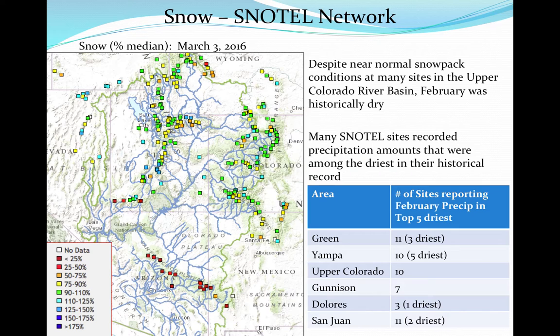But you can see the Green River Basin, 11 of the sites were reporting February precip in the top 5 driest on record, with 3 of them actually being the driest February on record. Yampa, 5 of their sites were showing the driest February on record. And in the San Juan, lots of sites showing a very dry February, 2 of them indicating the driest February on record down there.